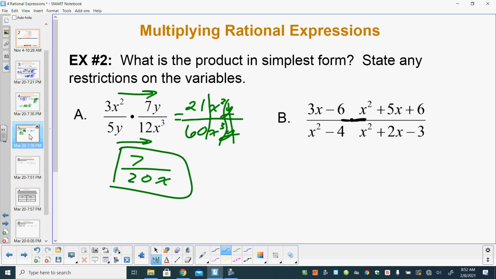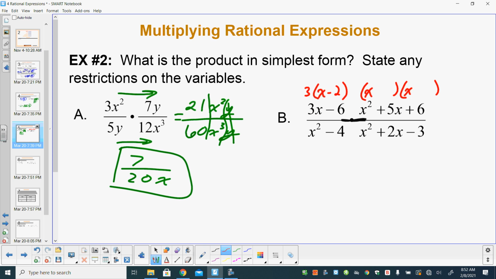What is 3x minus 6? What process would I try to factor that with? GCF. What is the greatest common factor? 3. Factor out a 3, what's left? 2. Good. All right. Just working across. Doesn't matter which direction you go. What's a trinomial factor into? 2 binomials. With the leading term of? X.